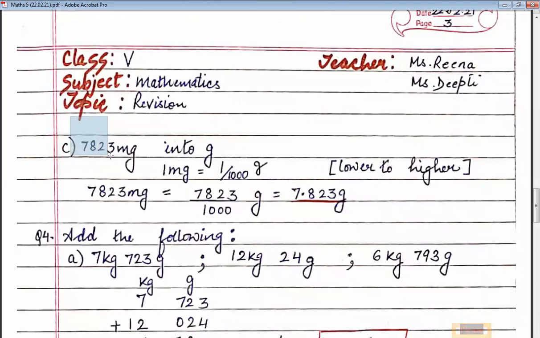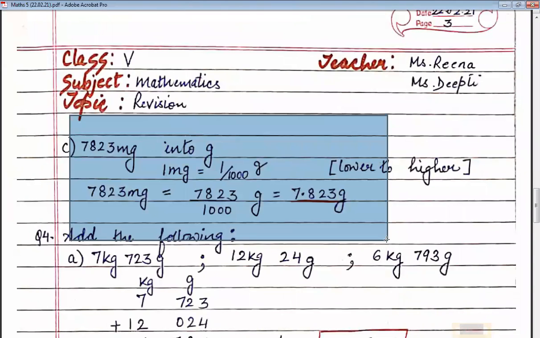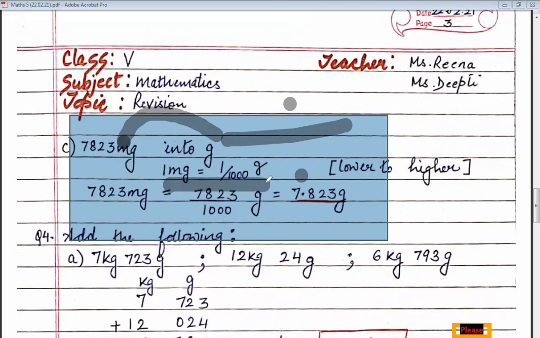That is 7823 milligram into gram. So now children, in this milligram is your lower unit and gram is your higher unit. So in this case you are going to divide. Okay, and the relation is 1 milligram is equal to 1 upon 1000 gram. So let us divide the given number by 1000.